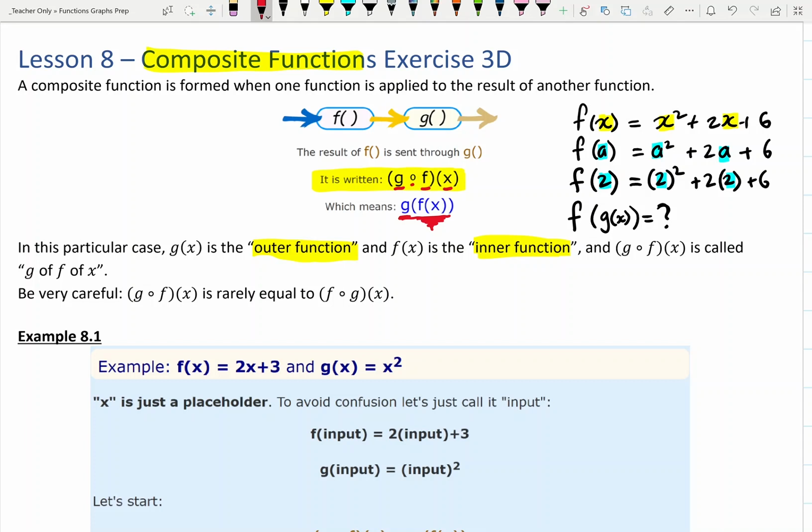We need to be careful. Order is extremely important in composite functions. So if we've got g as our outside function, like this one here, so this is g of f of x, that is rarely going to be equal to f of g of x. As we go further through, you may be able to work out under what circumstances these two things are equal, and you should recognize that they are rarely equal.